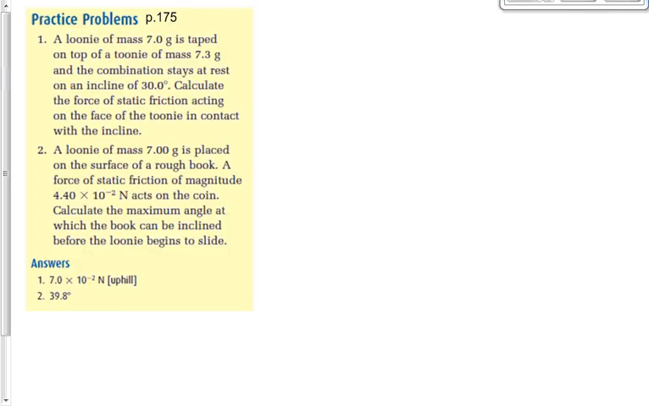Let's take a look at these two problems now, please, at your desks. All right, everyone, taking a look at number 2, it says, a loonie of mass 7 grams is placed on the surface of a rough book. And it's on an incline. Okay, so this is what it essentially looks like. We don't have an angle here. We're trying to find the angle.